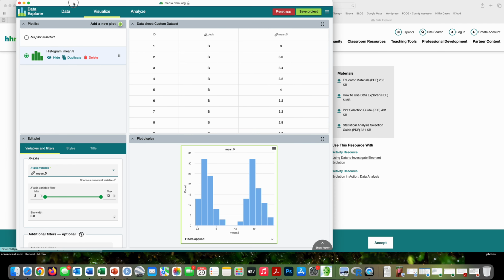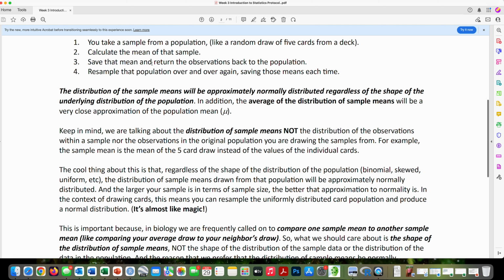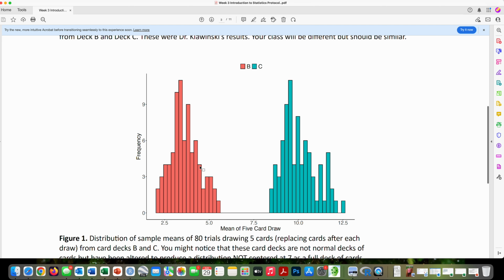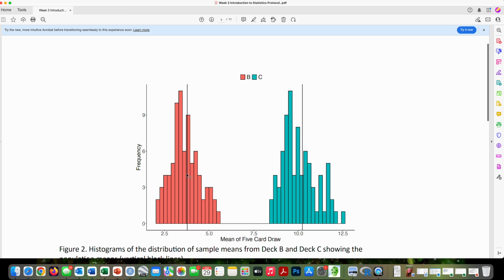Now, once you've shown them these data, what you can do is you can go back and call attention to things that are in their protocol where you have these distributions, and now I've made these distributions in R, which gives you a little more control over how you divide up the data. And once again, this is deck B and deck C as I simulated them. And then you have deck B and deck C with the actual population means.